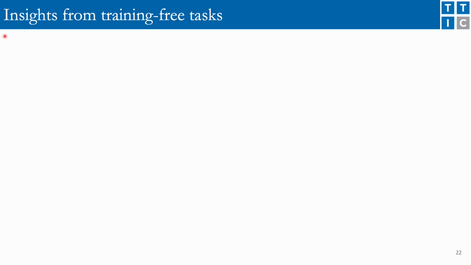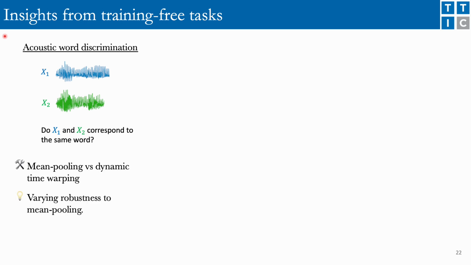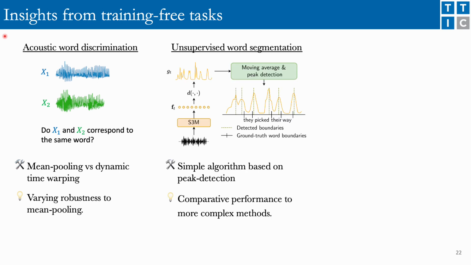So that brings us to the last set of findings. And as promised, this is where I'll discuss our task-based studies, but at a very high level, touching just the key points. The first task evaluates whether two spoken word segments belong to the same word. Here we compare mean pooling with an approach that finds optimal frame level alignment between two word segments. We find that some S3Ms are more robust to mean pooling than others.